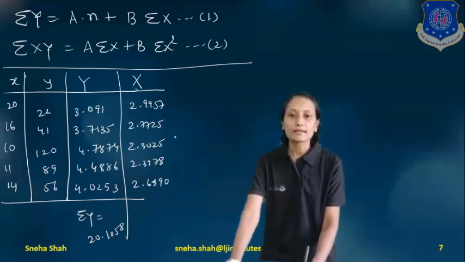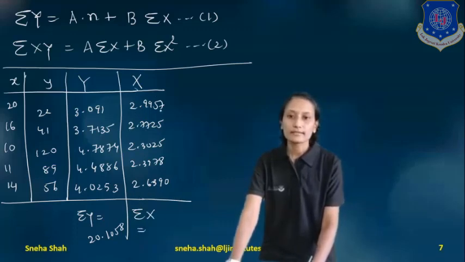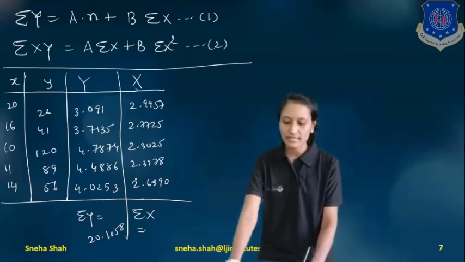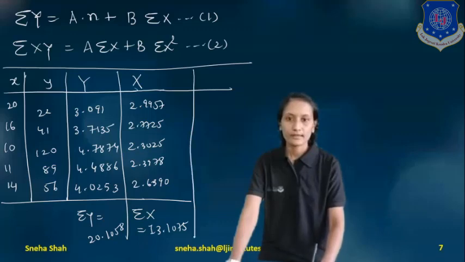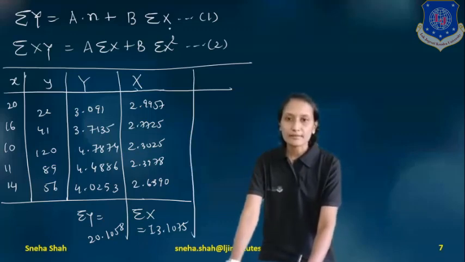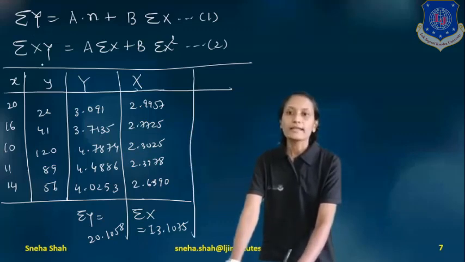Now, if I am taking summation of all these values, it will give you the term as summation x. So 2 point this plus 2 point this plus 2 point this. If I am taking summation of all these values, the answer equals 13.1075. So we have found the value of summation x and summation y. Now I have to find the value of summation x into y.